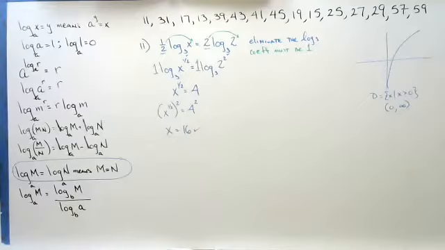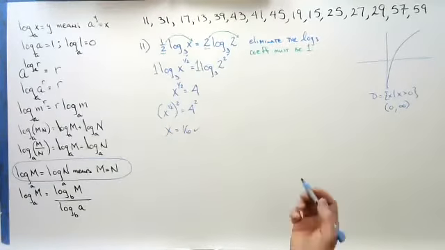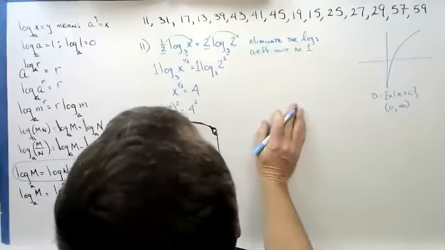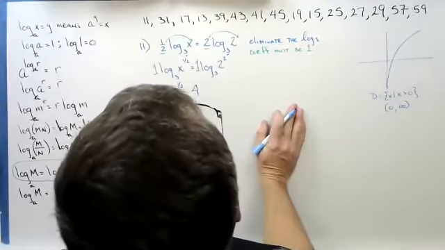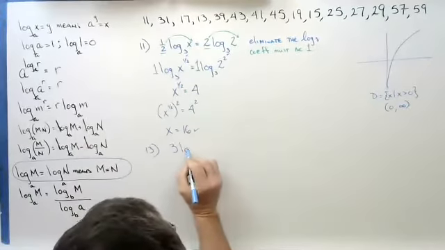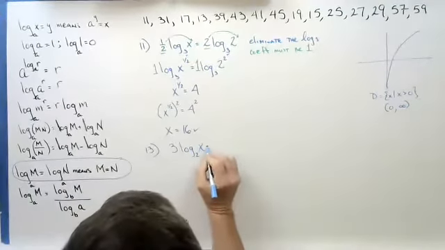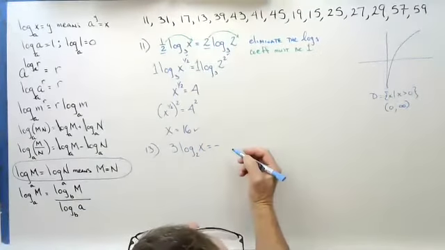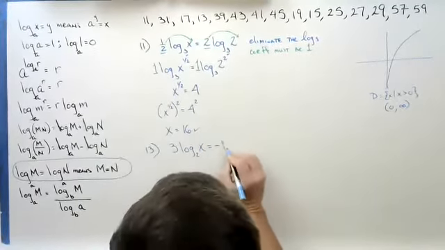So when I have two logs, I'm going to eliminate them, but they have to have a 1 in front of them before we can eliminate them. All right, so let's take a look at 13. 13 is 3 log base 2 of x equals negative log base 2 of 27.